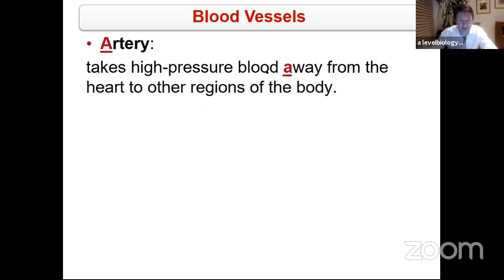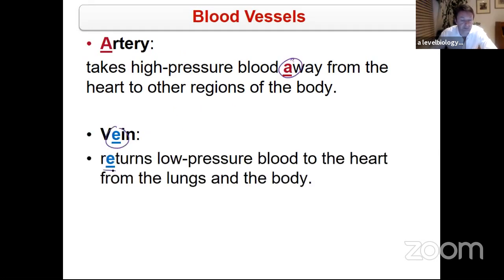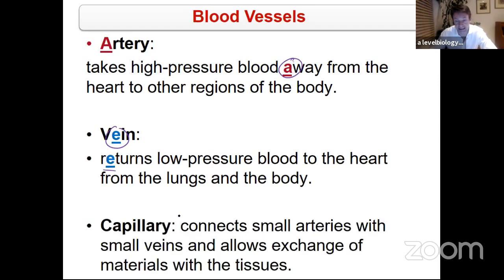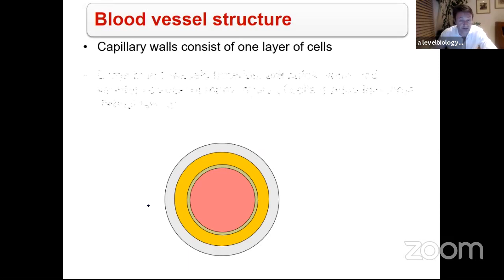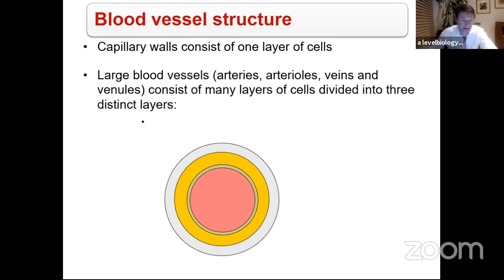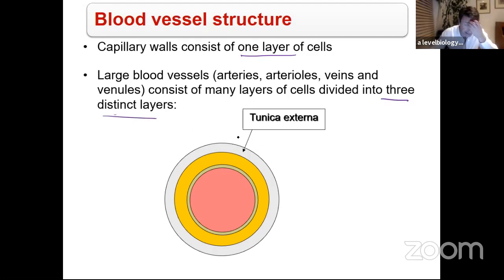Okay, arteries take blood away, veins return low pressure blood to the heart, and capillaries connect the arteries with the veins. Blood vessels, the arteries and the veins, all have the same structure, as do the arterioles and the venules, except for the capillaries, which are only a single layer of cells. All of the others have 3 distinct layers of cells. Where they differ is in their relative thickness, depending on the function of the vessel.